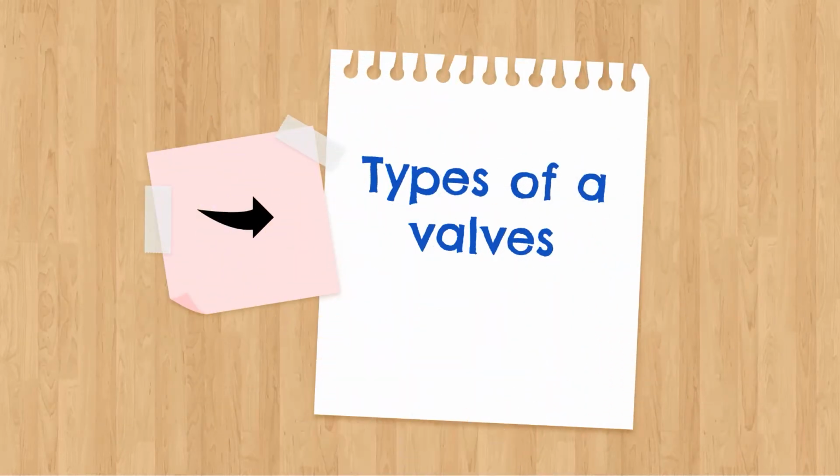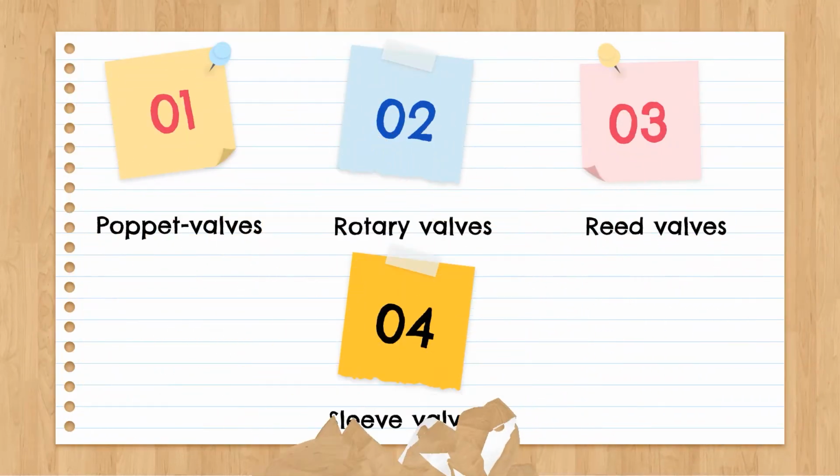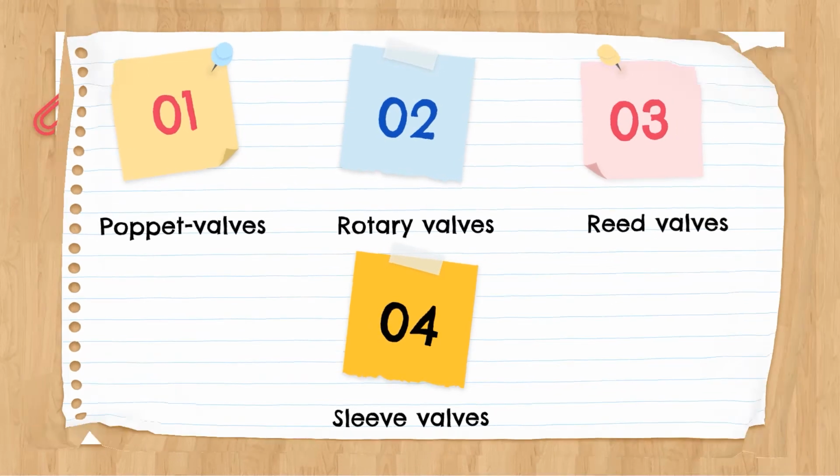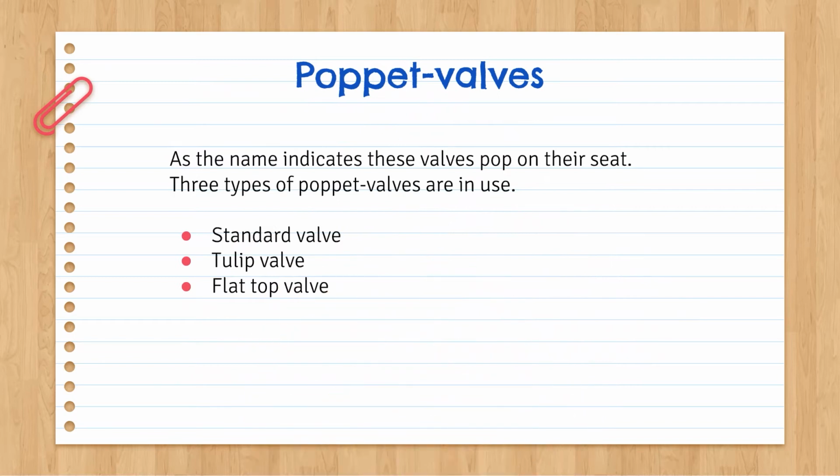Types of valves: poppet valves, rotary valves, reed valves, sleeve valves. Poppet valves. As the name indicates, these valves pop on their seats. Three types of poppet valves are in use: standard valve, tulip valve, flat top valve.